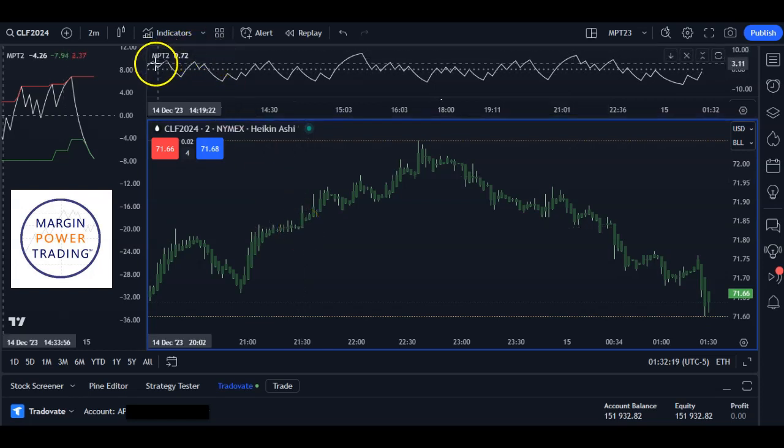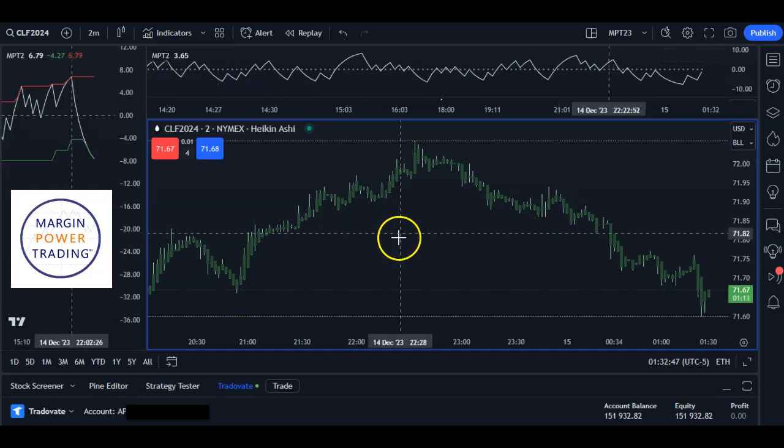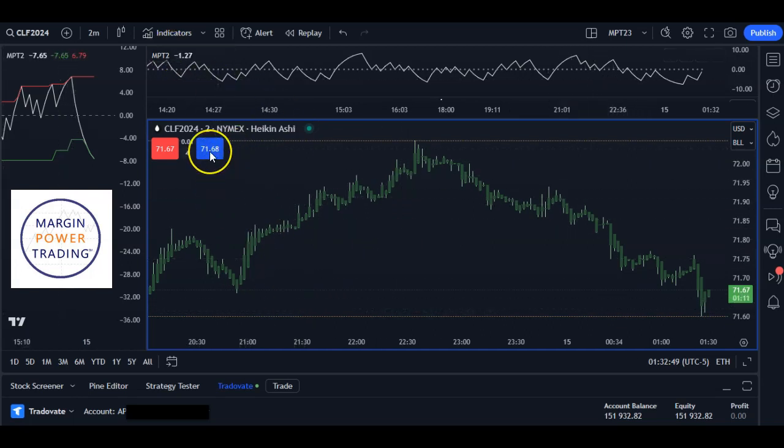Listen, this is the MPT2 indicator, and what it does is it very simply lets me know what the next move on the market's going to be with an accuracy, if I run it right, of over 80%. There's times that I'll go 2, 3, 4 days in a row at 100%. So listen, we're going to do this real quick.